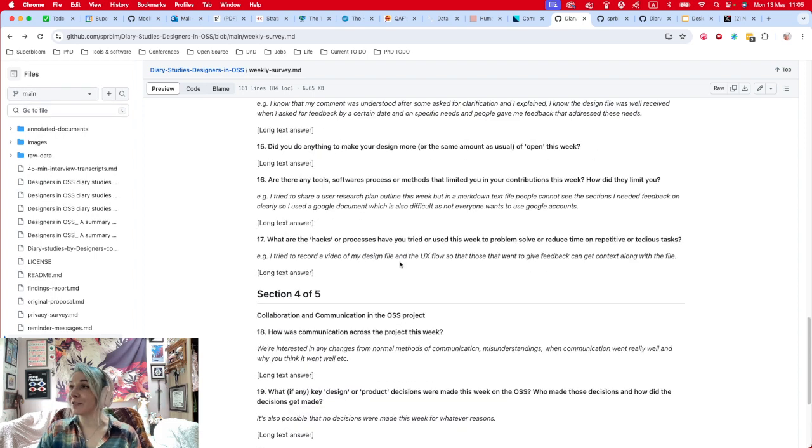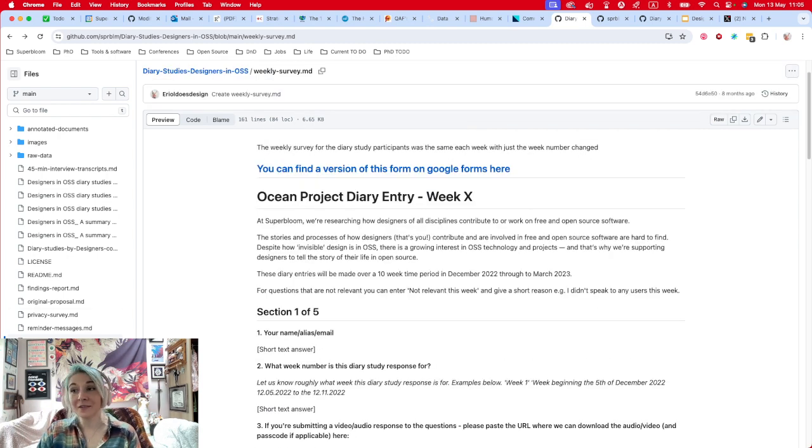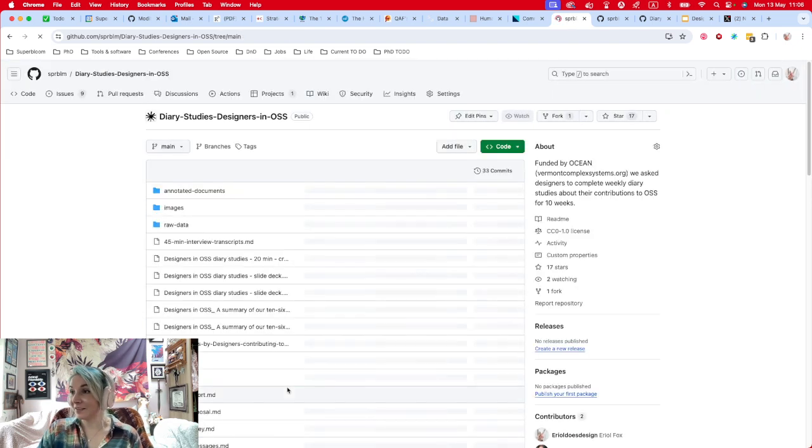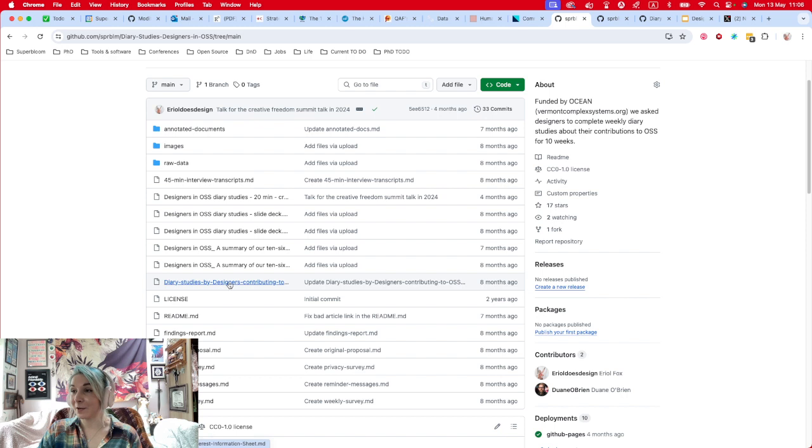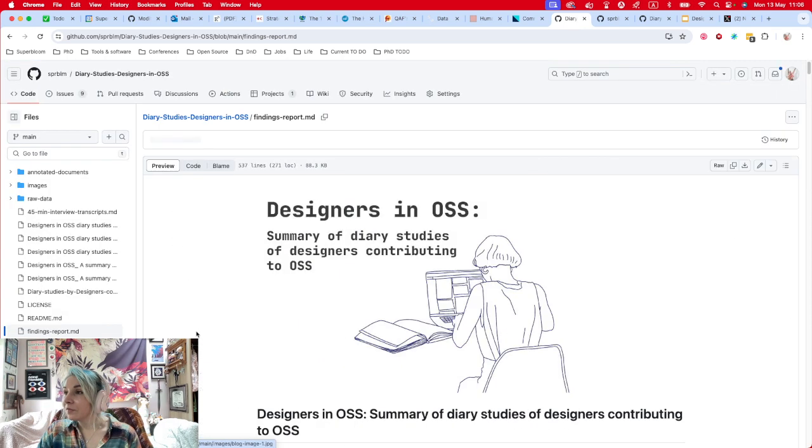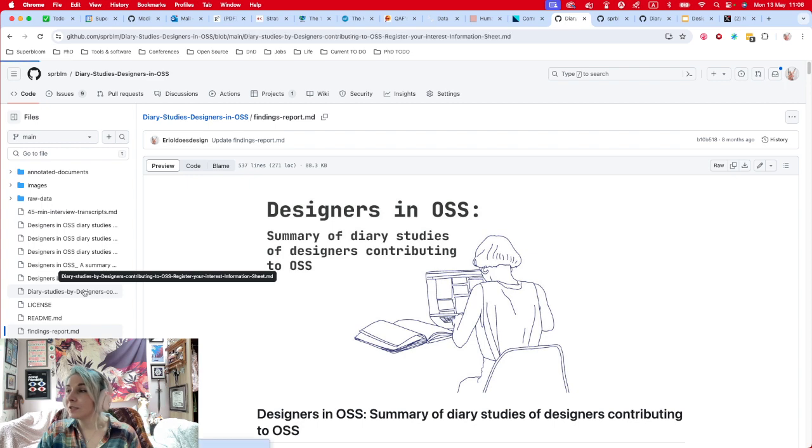Anyway, that's a lot of the stuff that I don't get to talk about when I'm going through the 20 to 30 minute talk version of this work. But you can go back and look at that weekly survey. That's all available in the repository. And the last thing that is important within this repository is the actual report. So we have a couple of other things in this repository. Okay, so we've got that one.